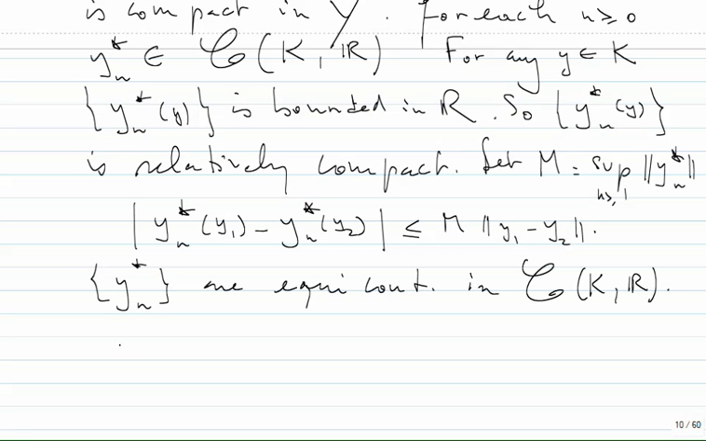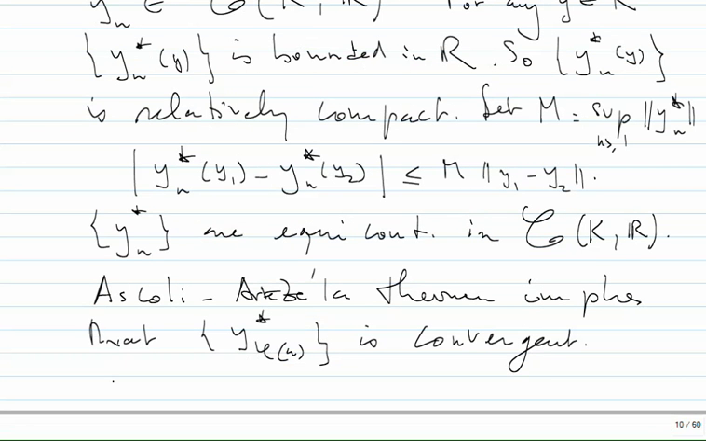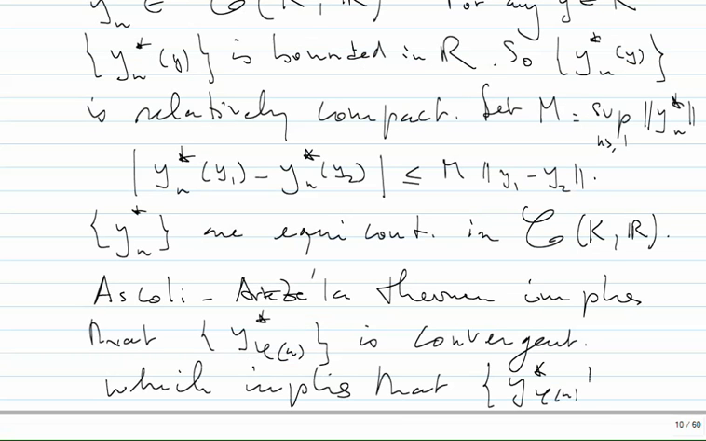So in particular, the Ascoli-Arzela theorem implies that a subsequence y star phi of n is convergent. So there exists a subsequence which is convergent. In particular, it is Cauchy, which implies that y star phi of n is Cauchy.